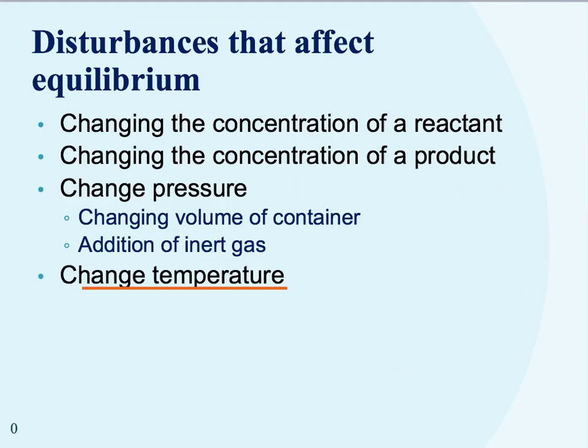So what we're going to look at are the different things that we can have happen that actually disturb and affect equilibrium. So we're going to talk about several things here. We're going to talk about changing the concentration of a reactant, changing the concentration of a product, and those will be increases or decreases. We'll talk about changing the pressure, whether we're talking about changing the volume of a container or addition of an inert gas, or we can look at changing the temperature. But we're going to look at all these different things and talk about how they affect a reaction.